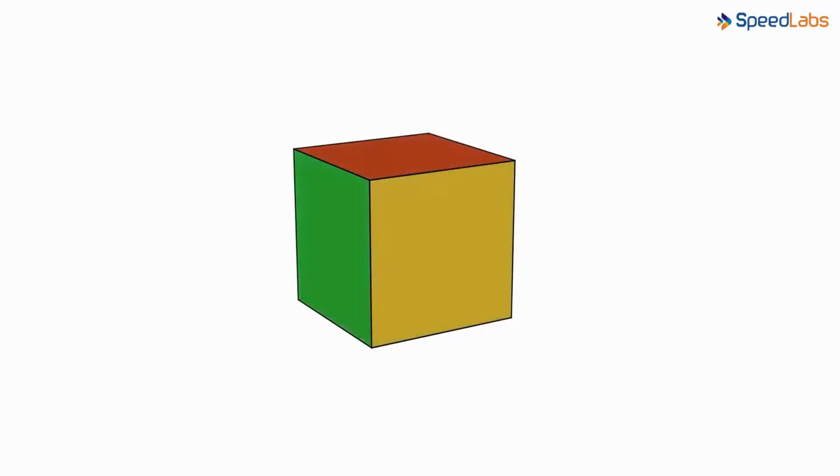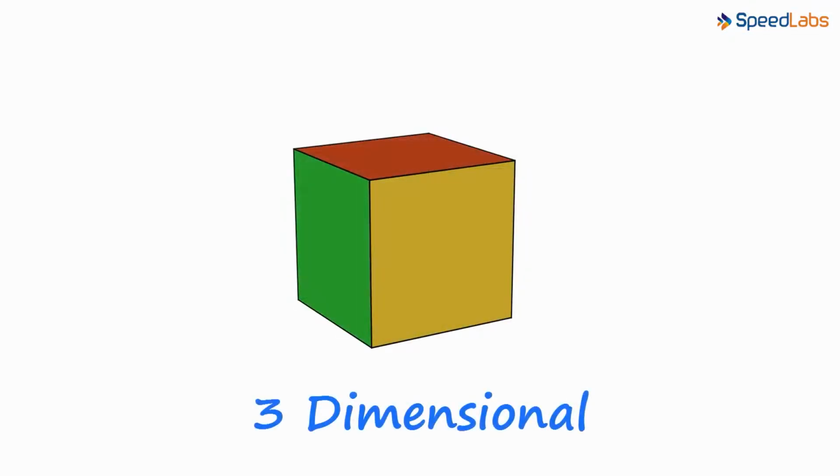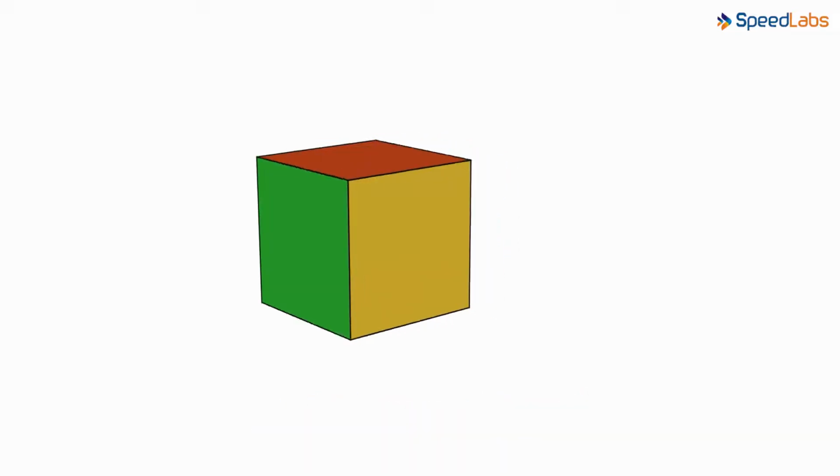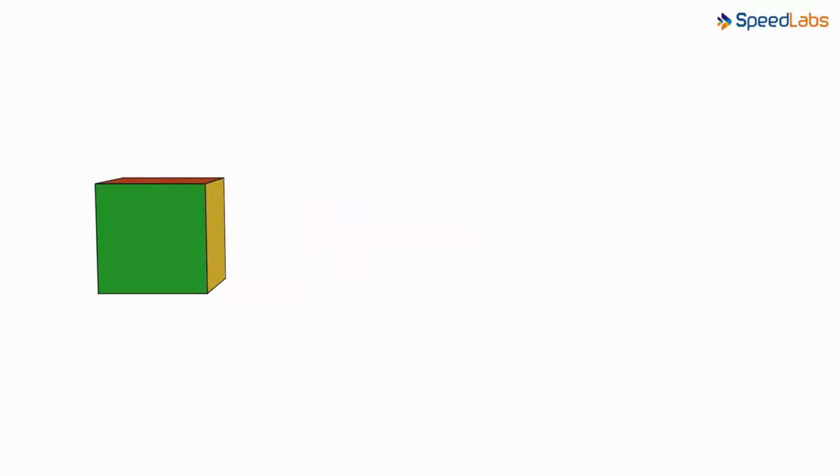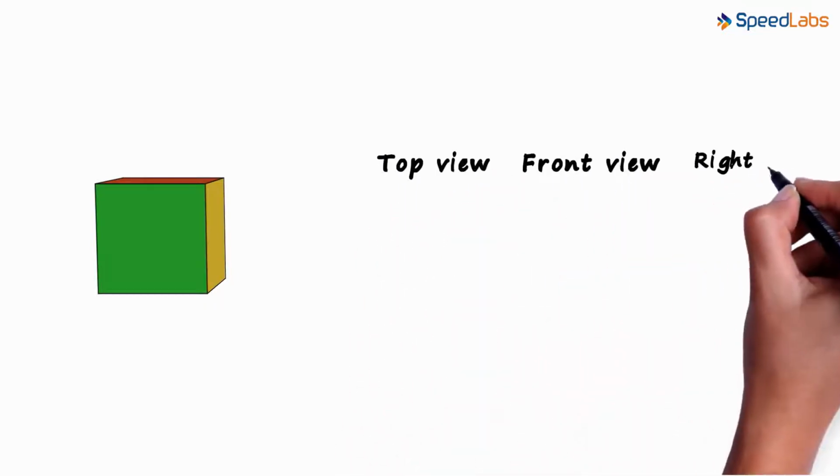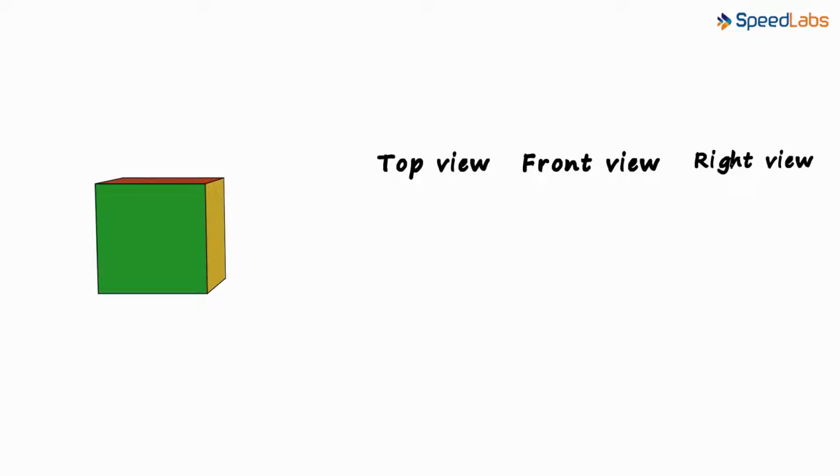Look at this colorful cube. It's three-dimensional as it occupies space. Now we will observe this cube from three different directions. We will look at the top view, the front view, and the right view. Let's get started. How would this cube look if you were viewing it from the top?